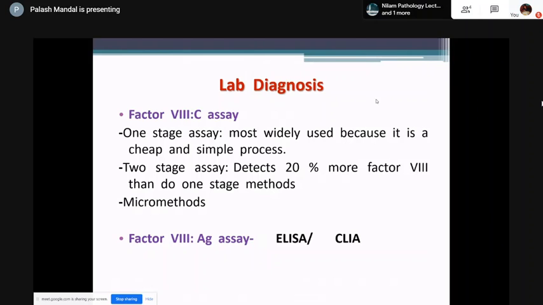So we have these assays: one stage assay, two stage assay, micro methods, by which we can diagnose the factor 8C, that is the factor responsible for the functional factor 8. We can also do it by an immunologic method, that is factor 8 antigen assay by ELISA or chemiluminescence assay.